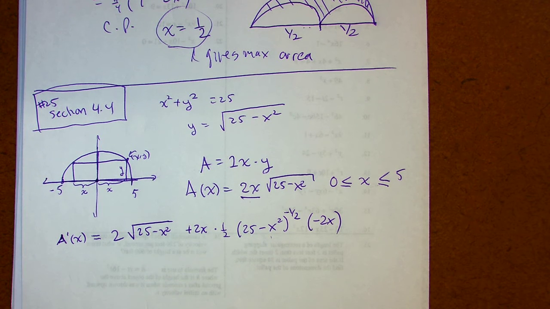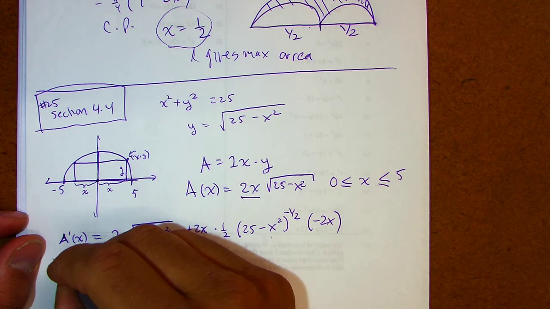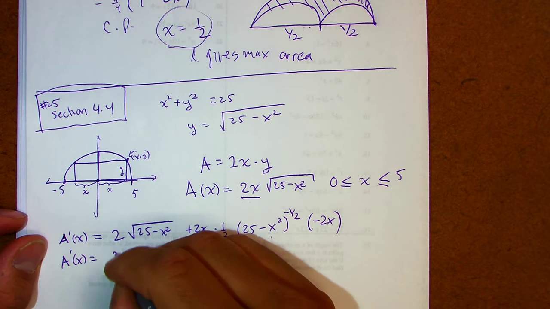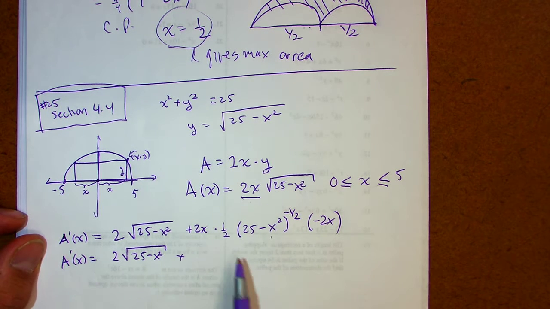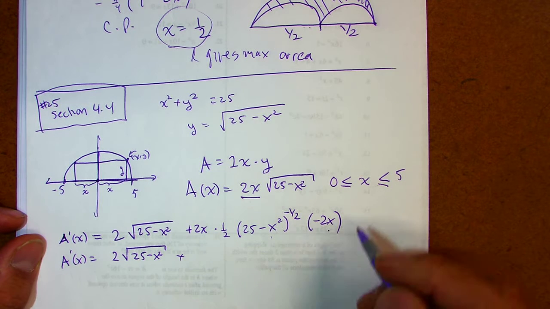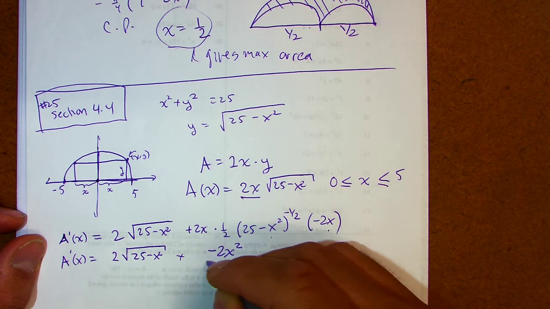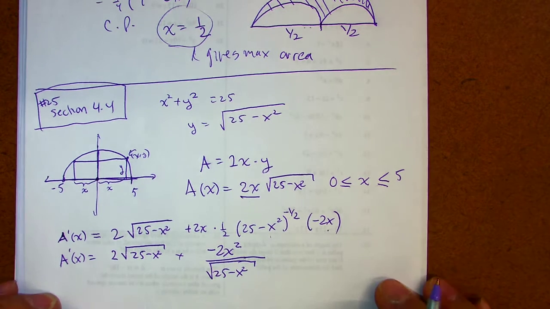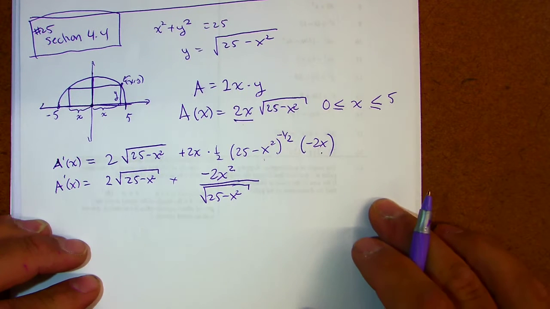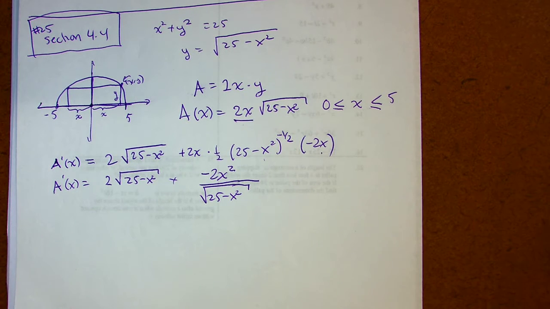All right, so now let me clean things up a little bit here. So here we'll have 2. On this side that 2 will cancel, but we'll still have another 2 here. So we'll have negative 2x squared. Okay, so we'll have something like this.